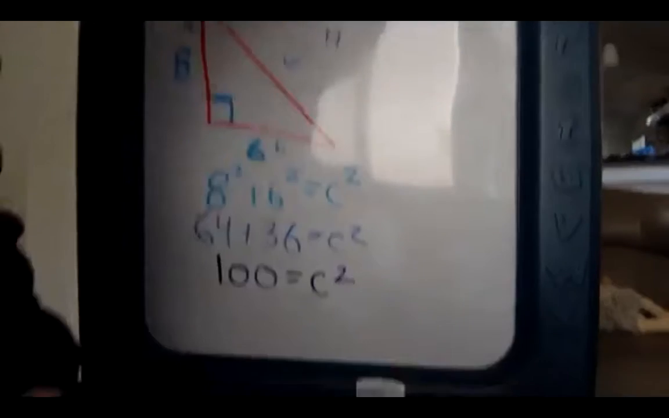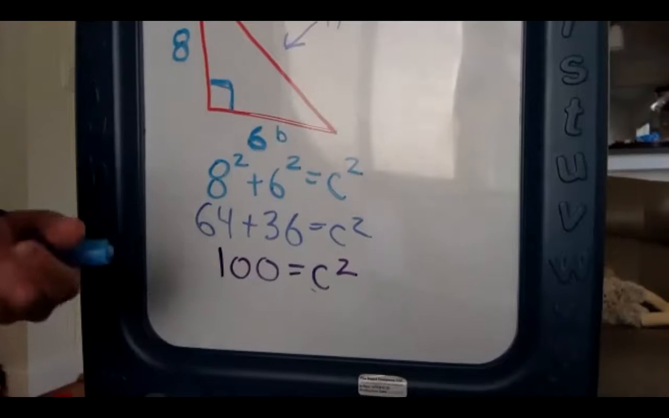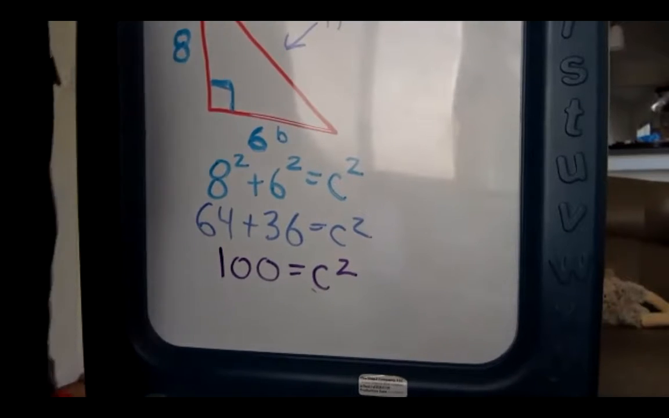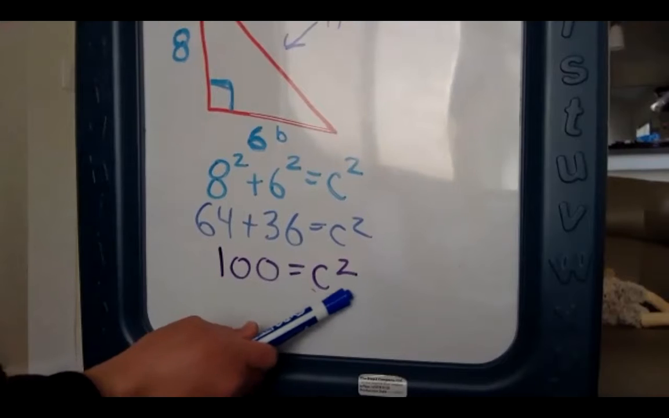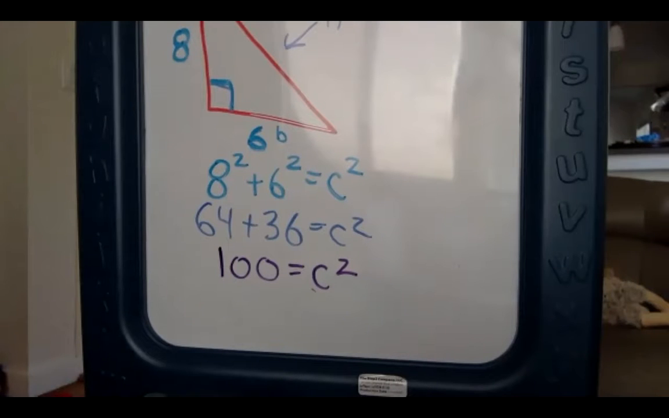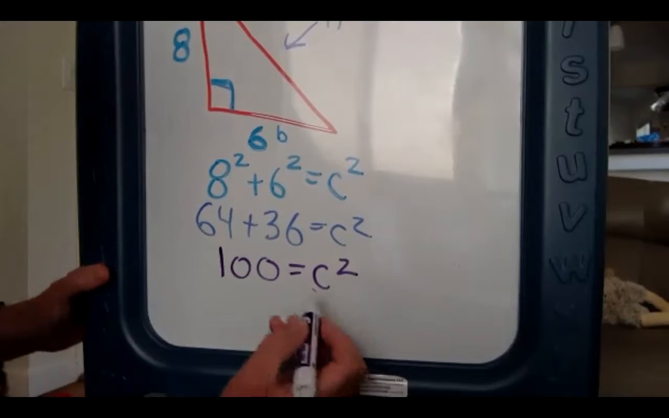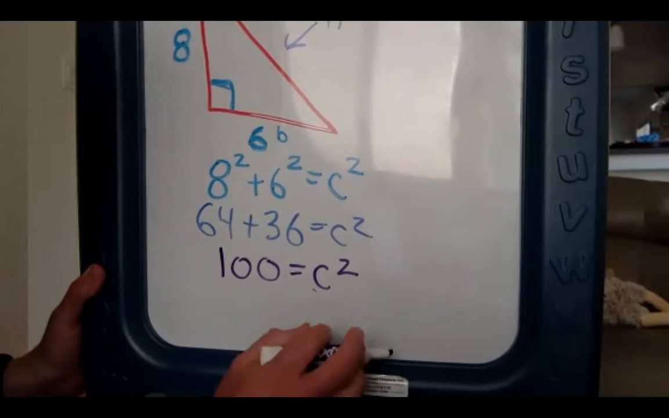Now this is probably the most confusing part, or the part that kind of gets people the most. We're not done, because we don't want c squared. We want c. That's what we want to figure out. So in order to find c, what we have to do is take the square root of both sides.